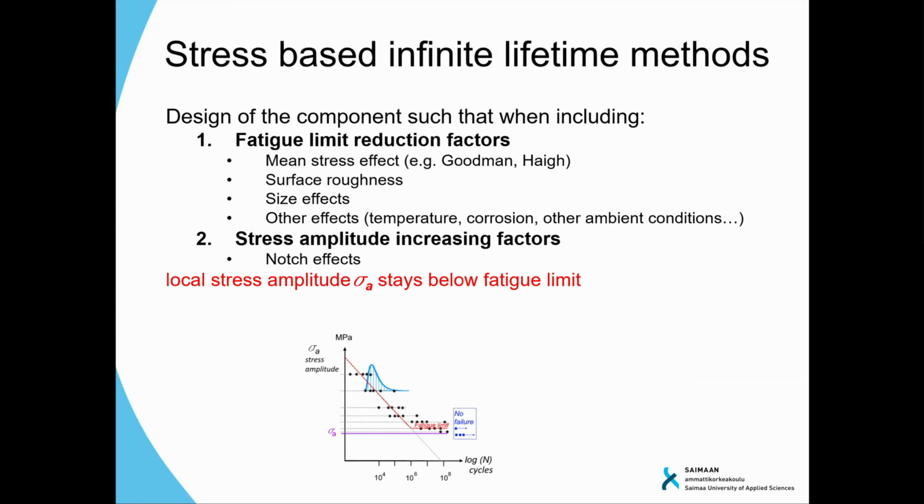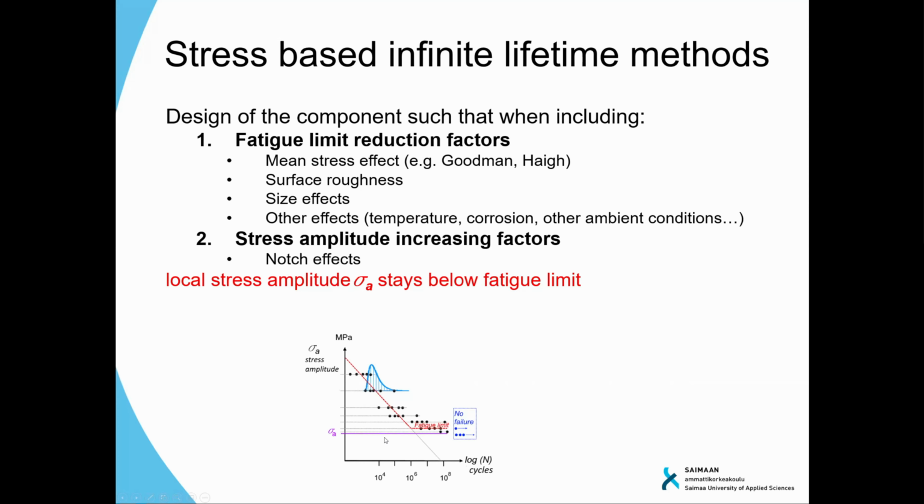So what we need to do when we are performing the analysis for infinite lifetime calculation, it means that we design the component such that when we include all these factors, meaning the fatigue limit reduction factors like mean stress, surface roughness, size effects, other effects, and we include the effects of local stress increasing factors, which are usually the notch effects. When we take all these into account, we still have the stress amplitude below the fatigue limit. It is as simple as that.